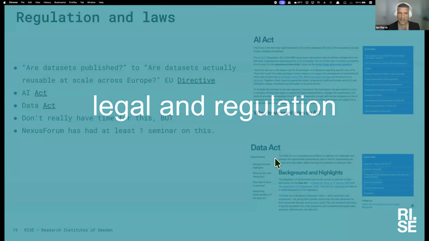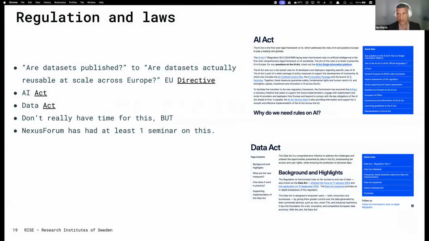Okay, legal and regulation. I'm going to skip through this relatively quickly because it's rather large and should have its own section. And indeed, there's been at least one NexusForum webinar on this. But if I go back to our data sets published, are they actually reusable at scale? Again, this comes back in the questions. There are EU directives there, and there are the AI and data acts. I don't really have time for this, but of course they have an impact on the value and usability of high value data sets.